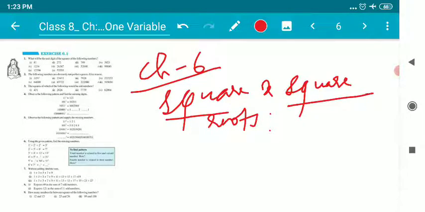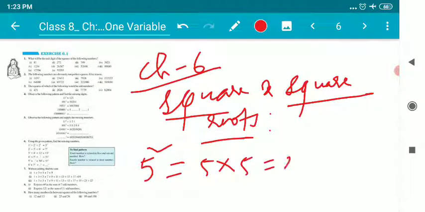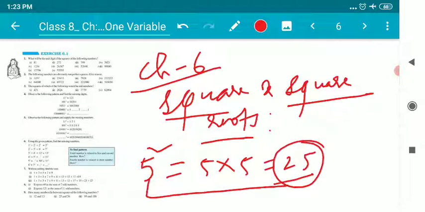Now, the question is, what is square and square roots? Square of a number means that number is multiplied by itself. For example, 5 square means 5 into 5 multiplied together, resulting in 25. This is called the square of 5. Square of 5 means 25.